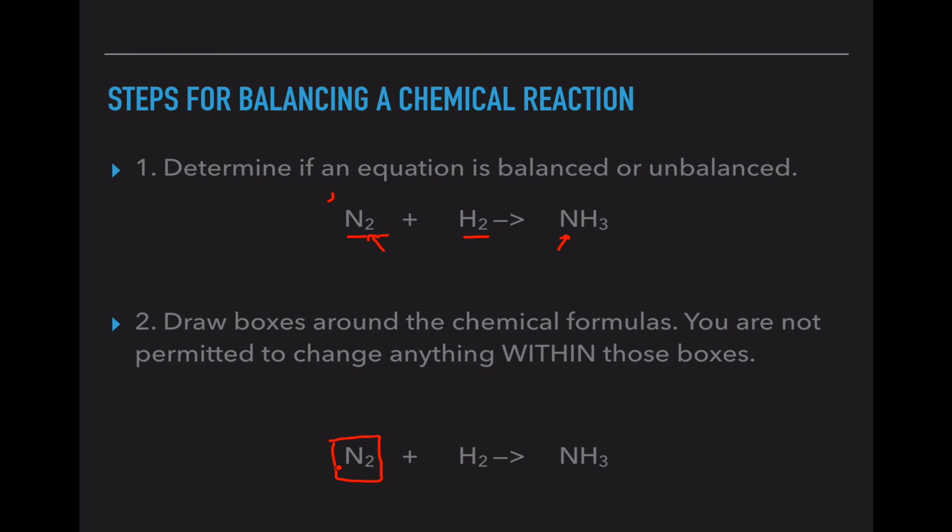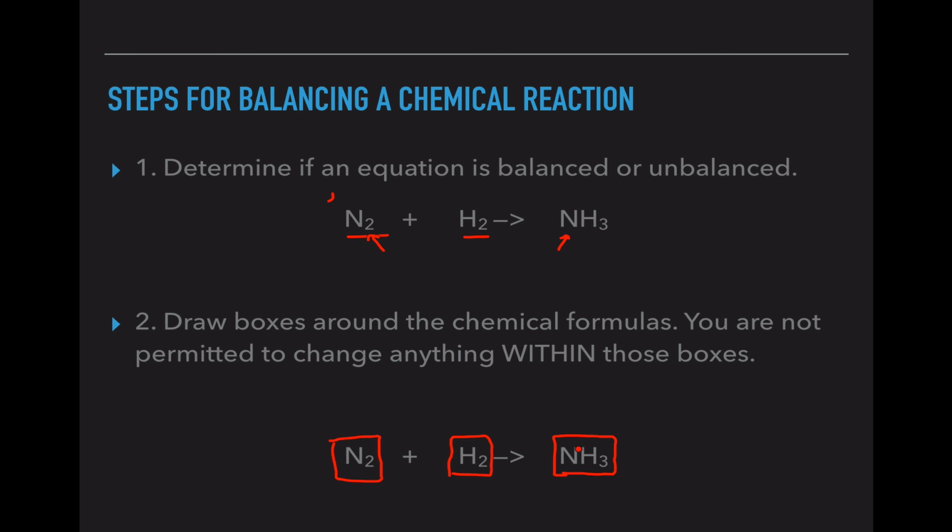So N2 is a valid chemical compound, 2 nitrogens bonded together. H2 is a valid chemical compound, 2 hydrogens bonded together. NH3 is a valid chemical compound also. These boxes essentially remind you that you can't just change anything in that chemical compound.